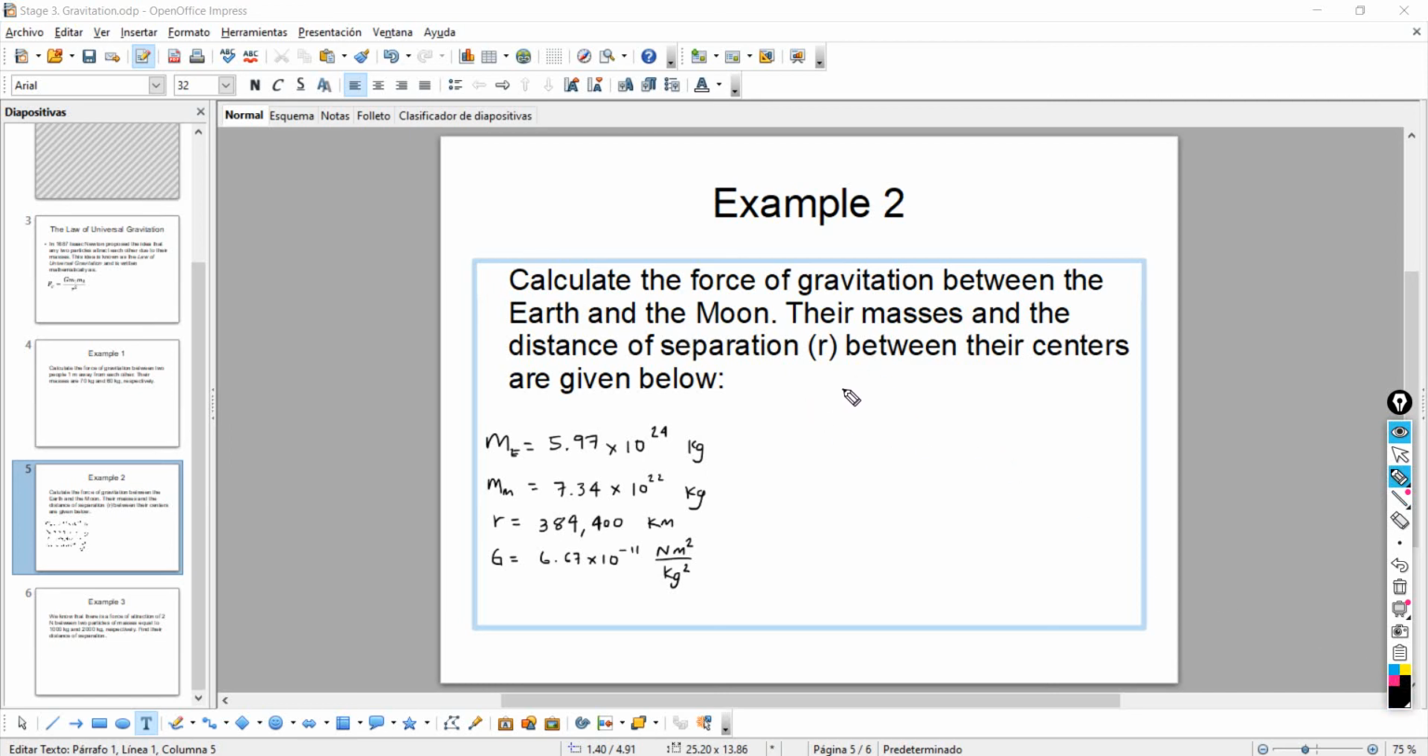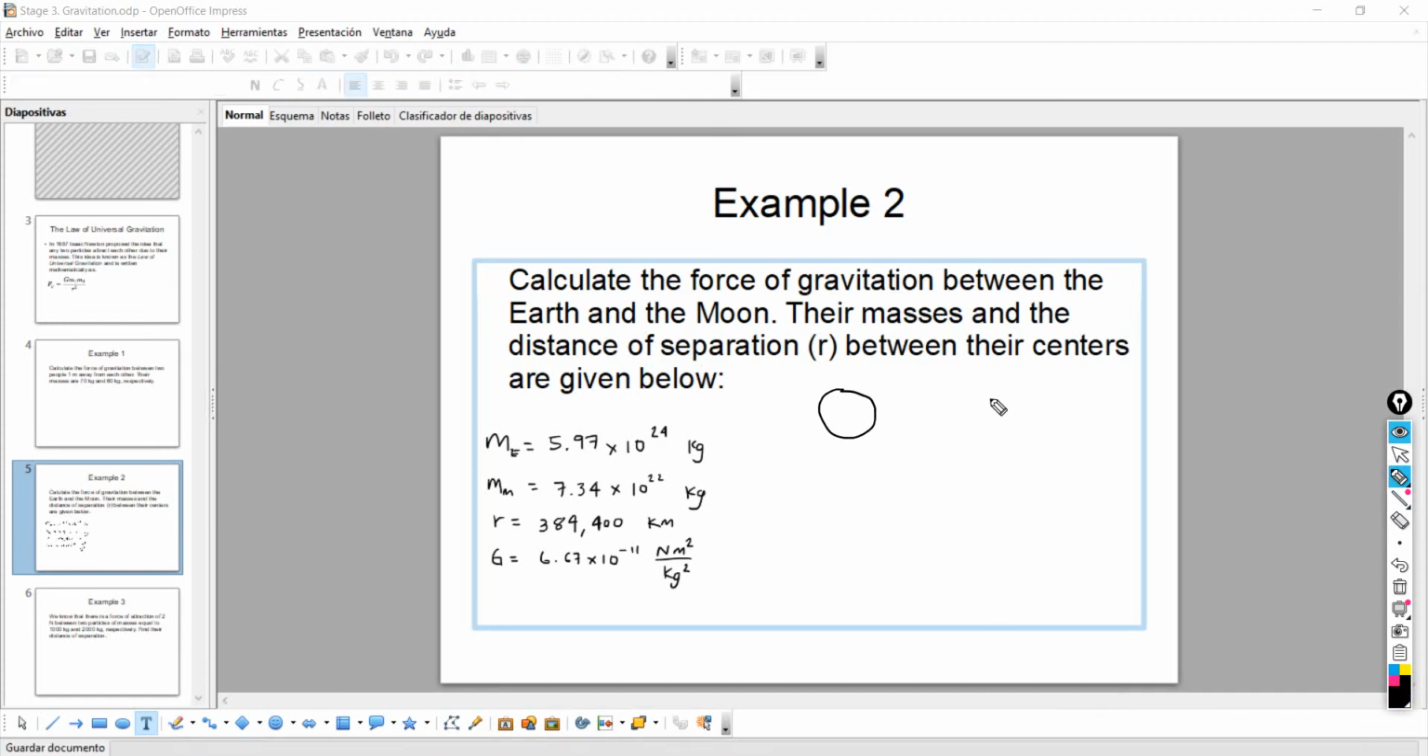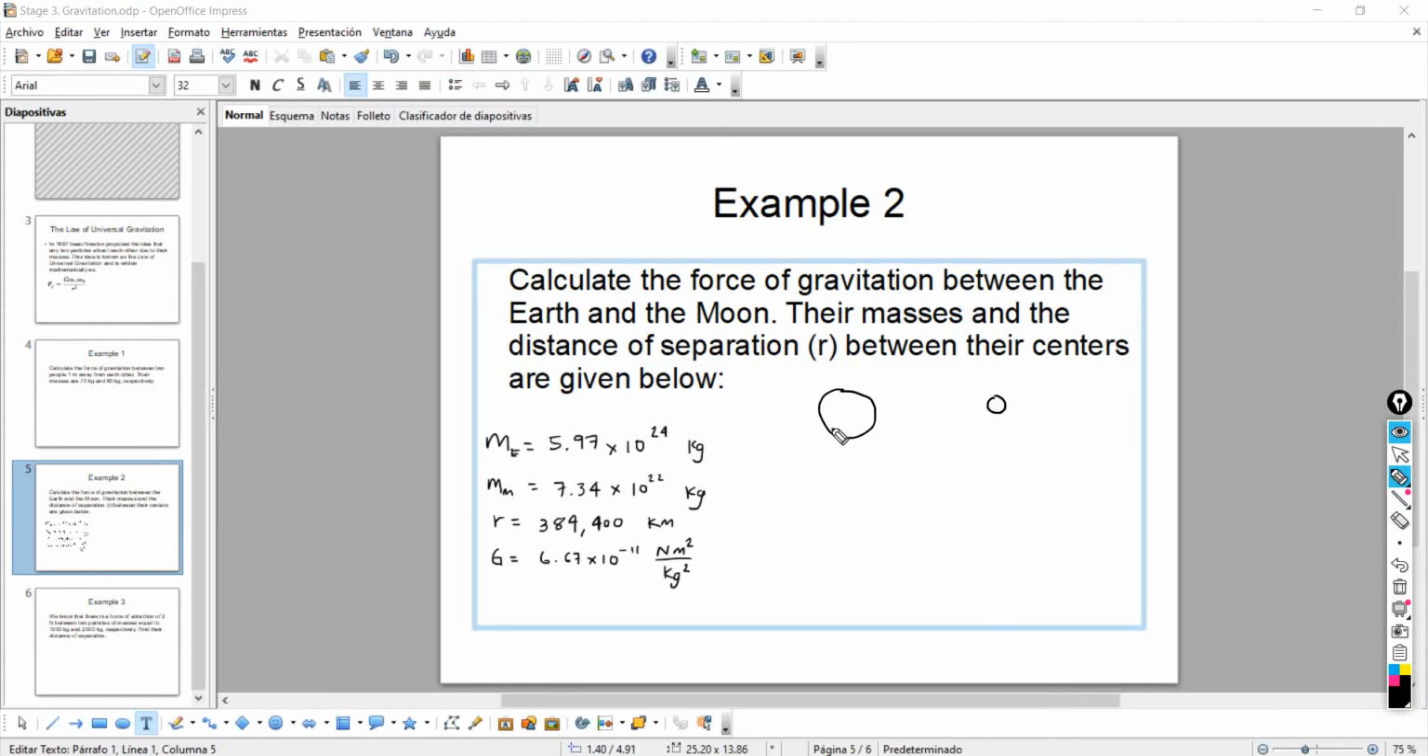So let me draw them. Earth and Moon. Okay, these are the centers. This is the center of the Earth. This is the center of the Moon. And I know the mass of the Earth, which is this much. I was given this value for this problem. The mass of the Earth is this many kilograms. It's a lot, obviously. And the mass of the Moon is this many kilograms, which is also a lot. R, which is the distance of separation, is this much.